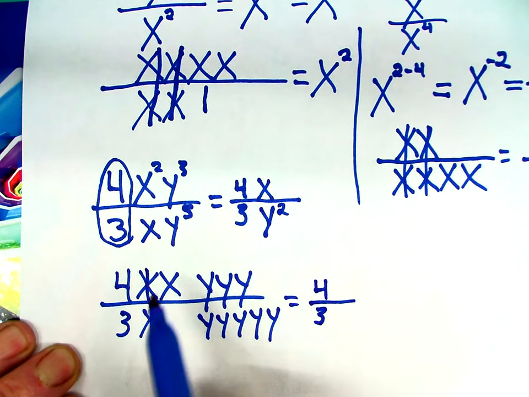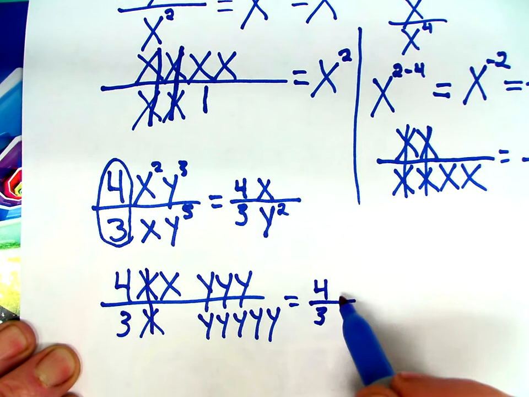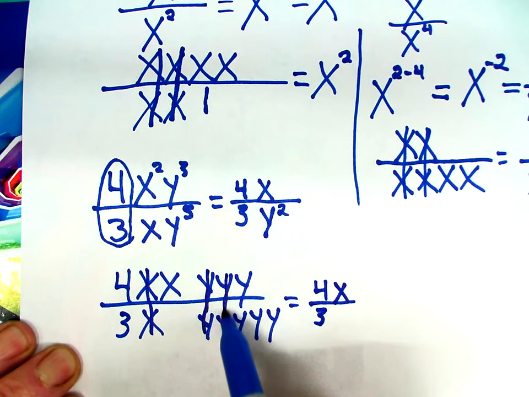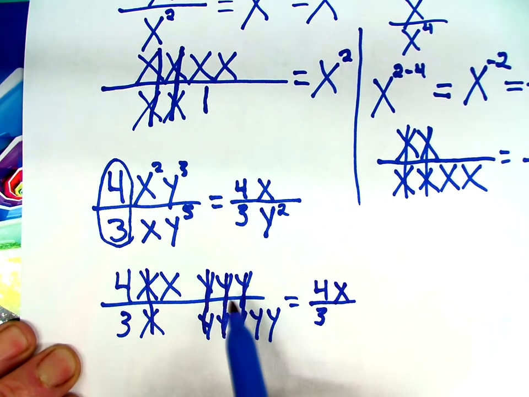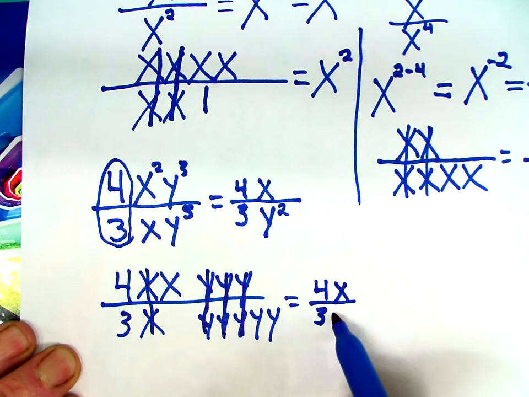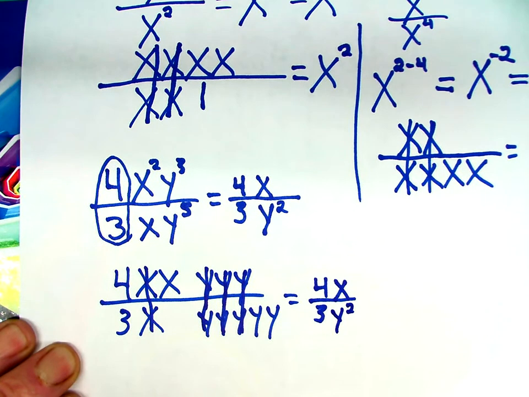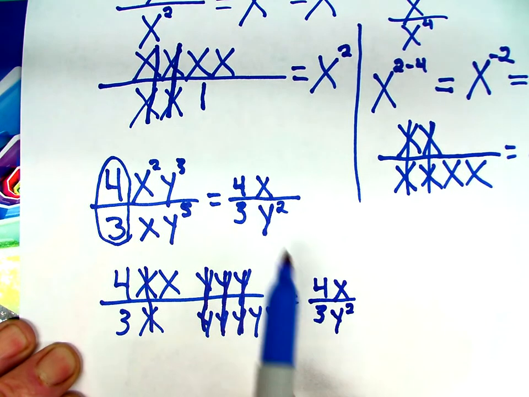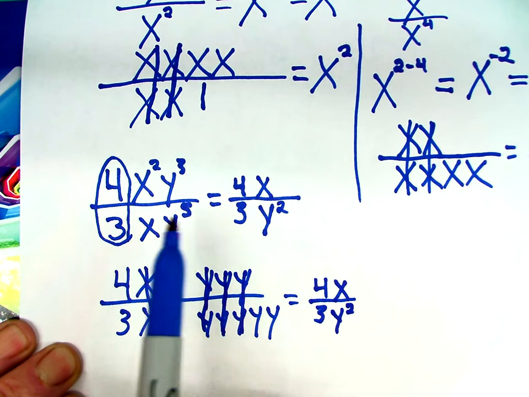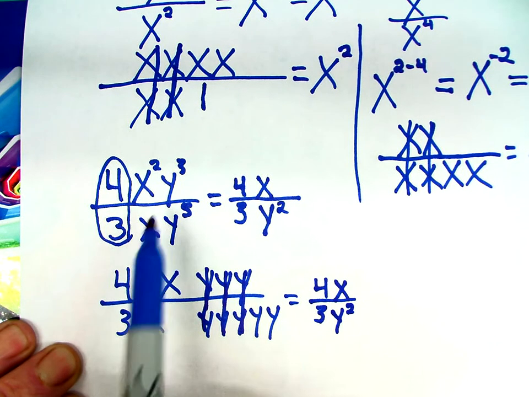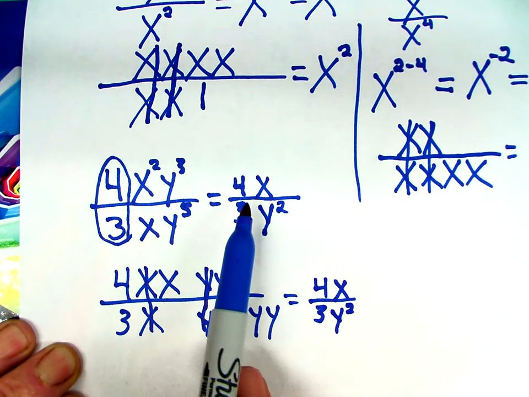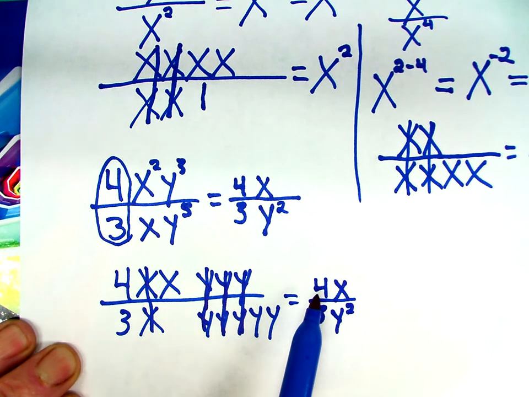Mark out this pair of x's. That leaves 1 x on the top. Mark out the y's. Marked out 3 pair. That leaves 2 y's being multiplied, and they're on the bottom. That's y to the second power. Same answer. Some of you maybe prefer doing it this way. Some of you, the subtraction is not a problem for you, and you will prefer to do it this way. Whichever way you do it, you can reach the same correct answer.